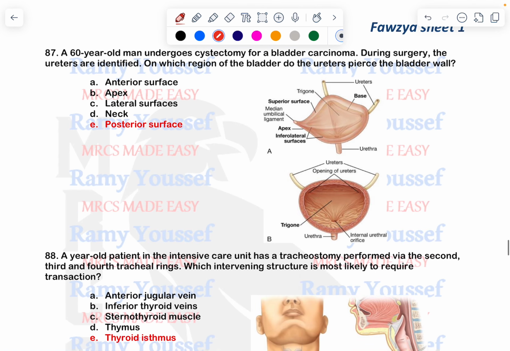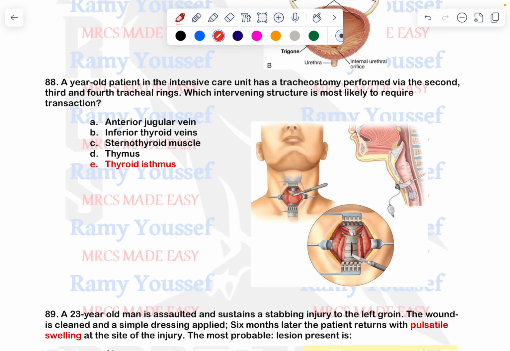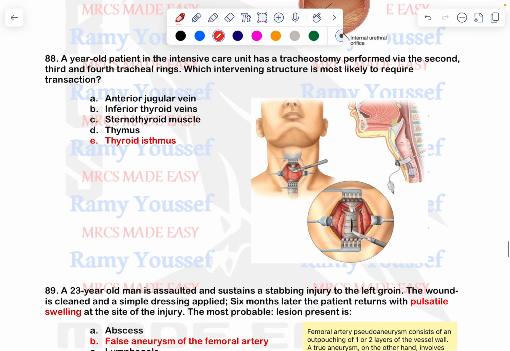A 23-year-old man is assaulted and sustains a stabbing injury to the left groin. The wound is clean and a simple dressing is applied. Six months later, the patient returns with a pulsatile swelling at the site of injury. So this is saphenous varix or a false aneurysm, which can be there because of the groin injury.